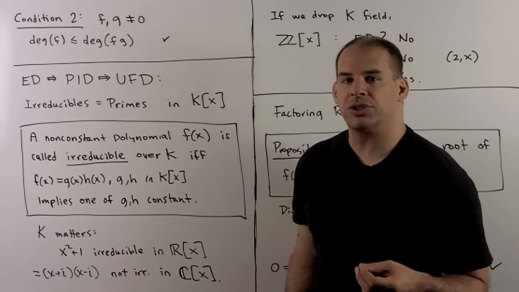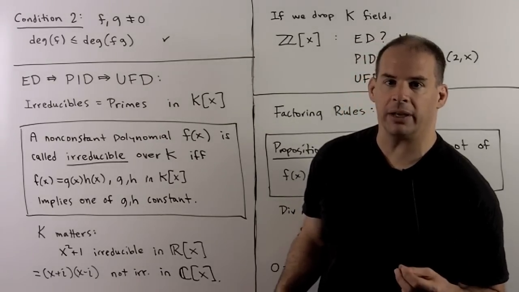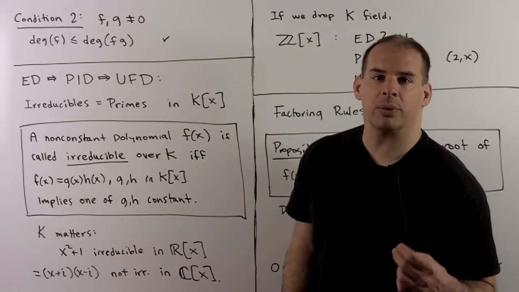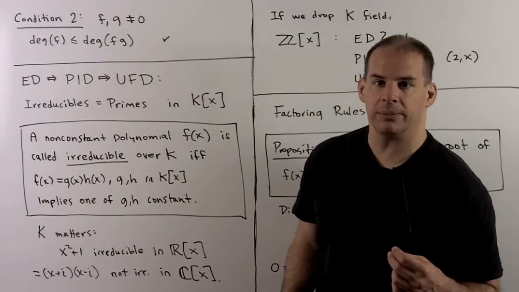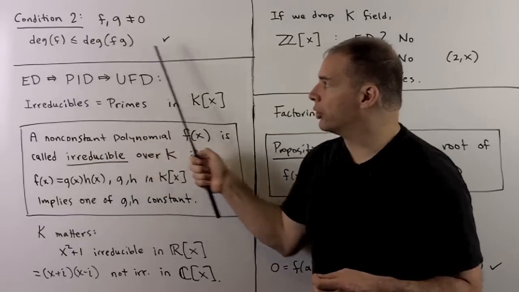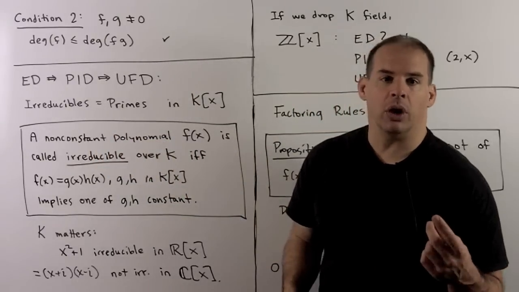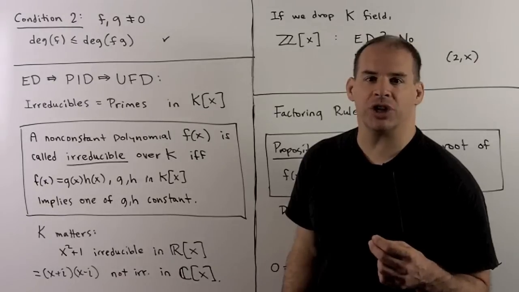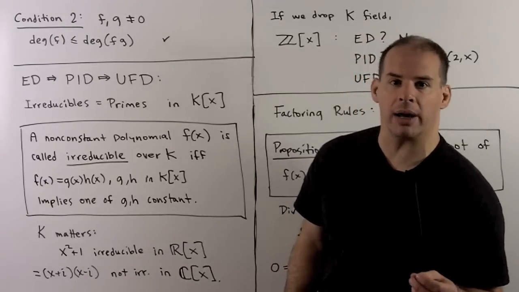We also have condition 2 in the definition of Euclidean domain. f and g are non-zero, and d of f is less than or equal to d of f times g. This is straightforward for the degree function. And we note we use this property to guarantee finite factorization of non-zero elements into primes.